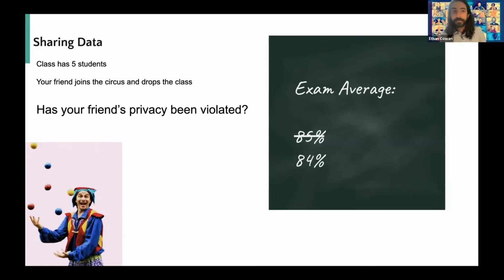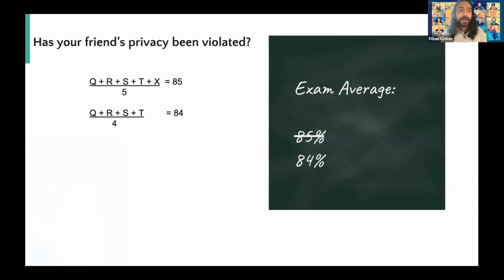So let's look at the math here. For each of the 5 students, we have Q, R, S, T, and X as their scores. Using the definition of mean, the mean before your friend dropped the class is the sum of Q, R, S, T, and X divided by 5. And we know that's 85 based on what was written on the board. Similarly, where X is your friend who dropped, if we remove X from the equation, we know that the average of the 4 exam scores after your friend left was 84.